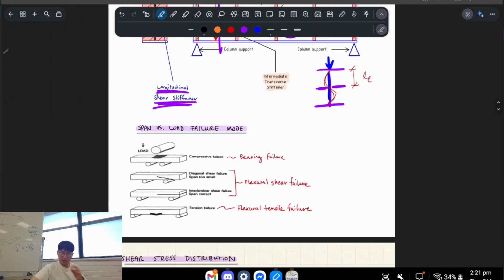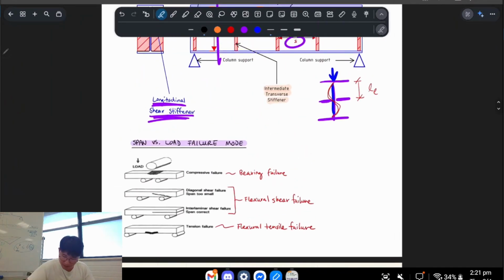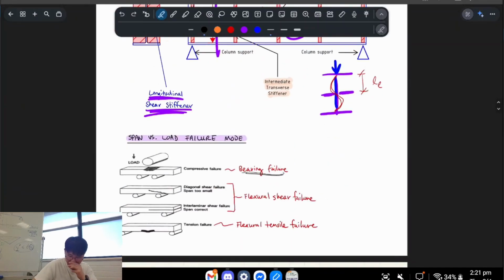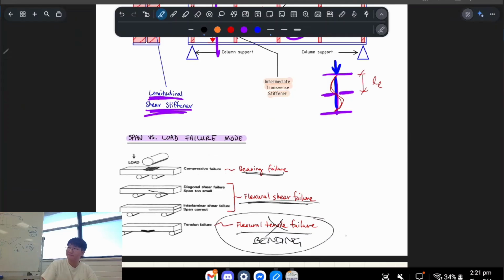So yeah, there's bearing. I mentioned bearing briefly. We might talk about it more next time. I mentioned flexural shear, and then flexural tension just means bending failure. And that's the axial loads and stuff you're talking about with the flange in tension and flange in compression. That's more for bending.